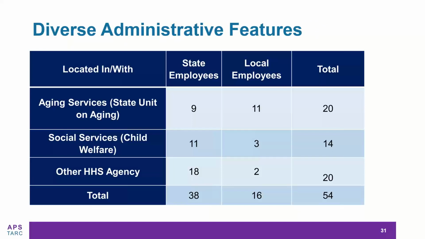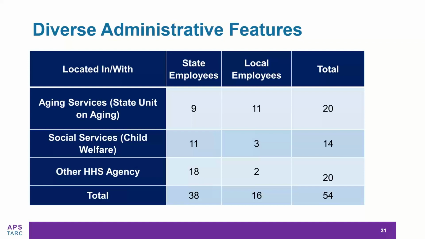Next slide. So how is APS administered? There are various diverse administrative features. So we've got a matrix here again. We asked the question, where in state government is APS located? Is it located with the State Unit on Aging? Is it located with the Child Welfare Agency, or is it somewhere else? And you can see that State Unit on Aging and other both tied in the total column over there.